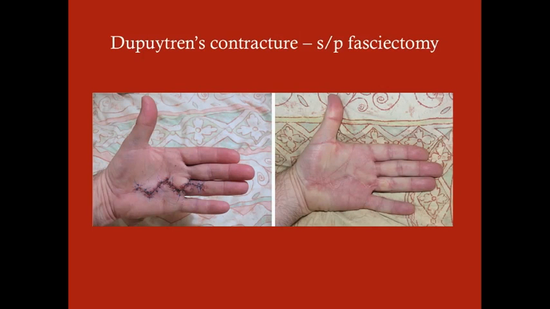And this is a Dupuytren's contracture status post fasciectomy. What they do is surgically repair the fascia. This is immediately post-op or a few days post-op. And this is afterwards. So you can see a little scar there, but the hand is fully functional.